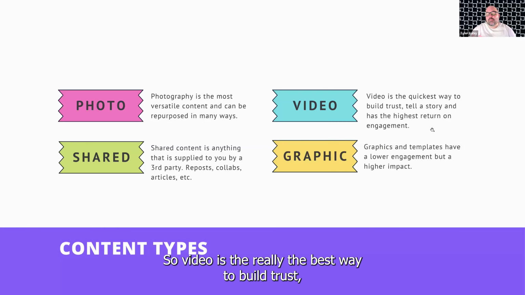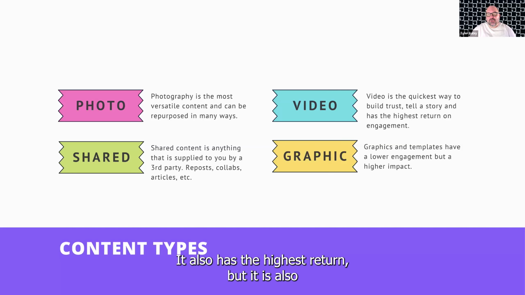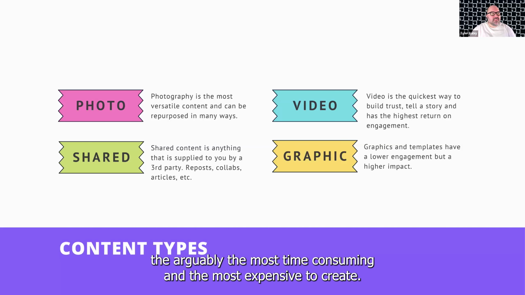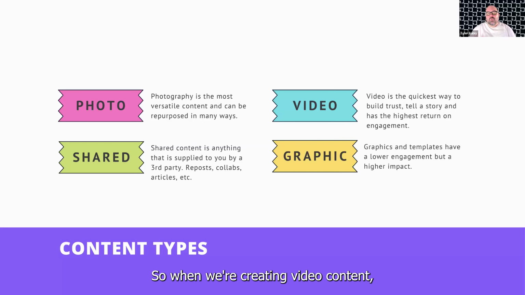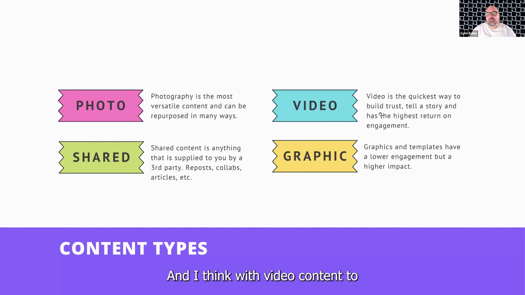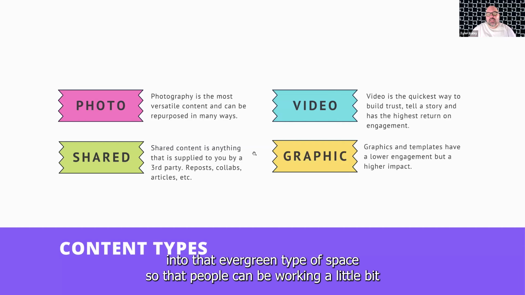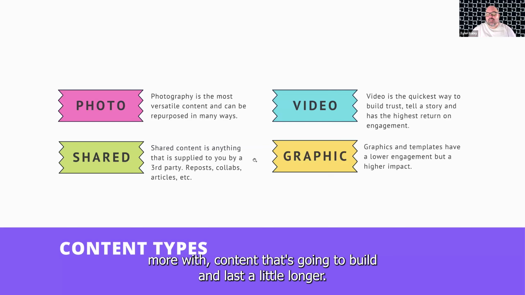Video is the second type of content. So video is really the best way to build trust, the quickest way to build trust. It also has the highest return, but it is also arguably the most time consuming and the most expensive to create. So when we're creating video content, we definitely want to make sure that these are really aligned. And I think with video content too, I would push people to trying to get things a little bit more into that evergreen type of space so that people can be working with content that's going to build and last a little longer.